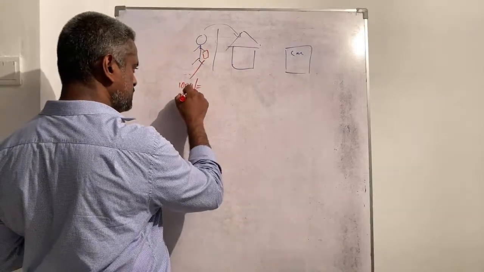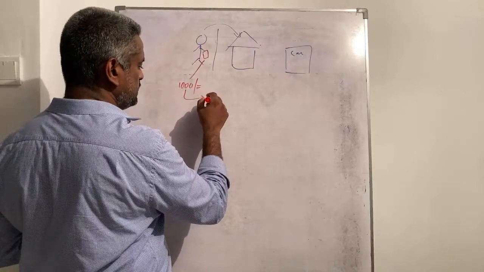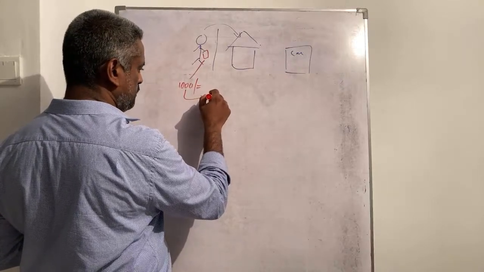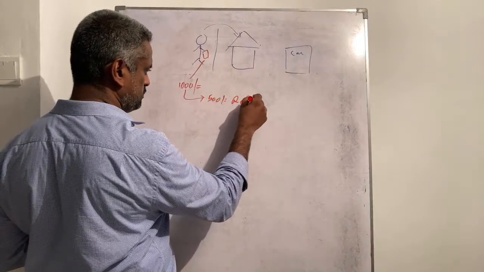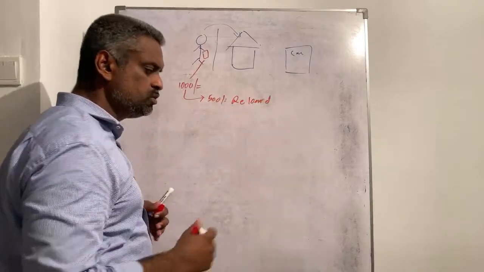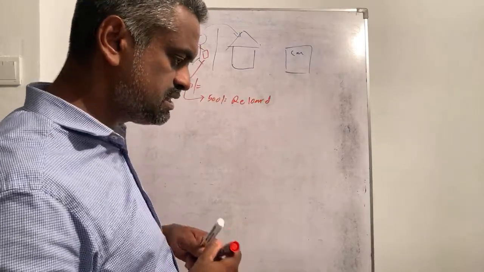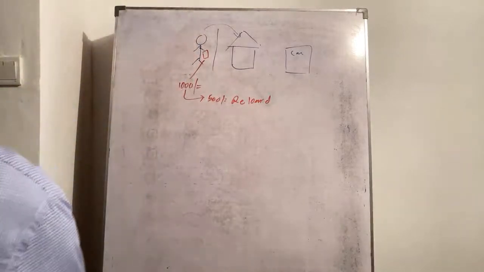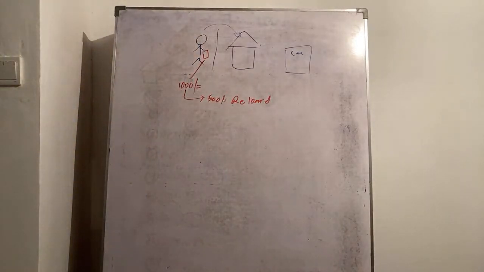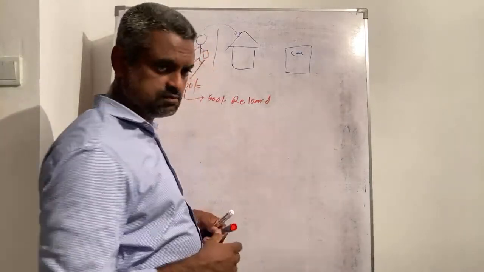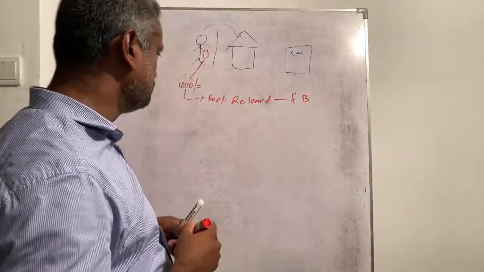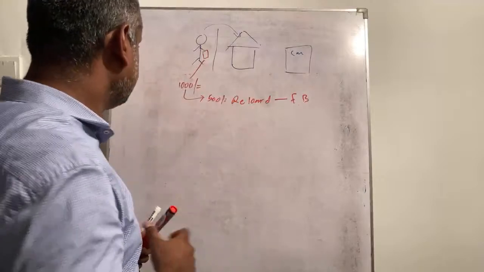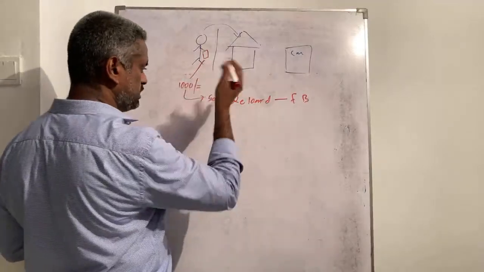Out of this 1,000 rupees, let's say you are spending 500 rupees for your reload, in order to start the business, by advertising on Facebook or wherever you are advertising now. You are going to advertise now, right? 500 rupees reload. Then another 500 in the pocket you have.